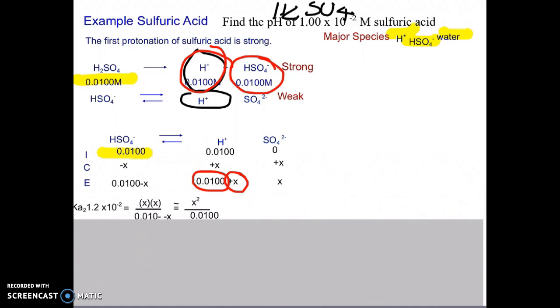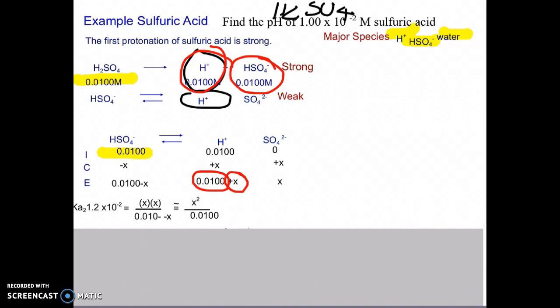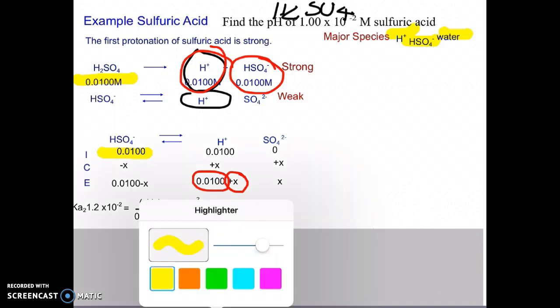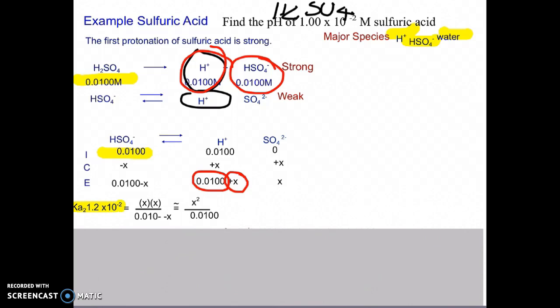So when I place this, I'm going to do this Ka, and where did I get this Ka value? Well, they would give it to you on an AP exam. They wouldn't expect you to memorize that Ka value. They would give that to you. You would have a chart, as we know, and you could look it up. Actually, the Ka for the second protonation is 1.2 times 10 to the negative 2.